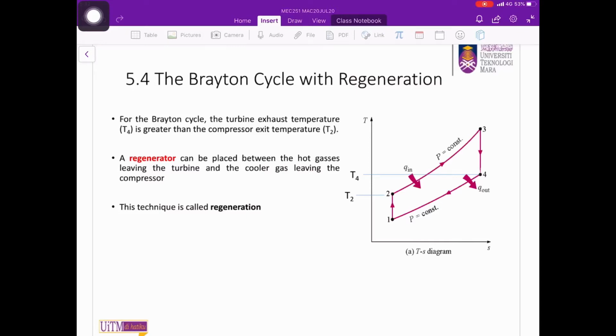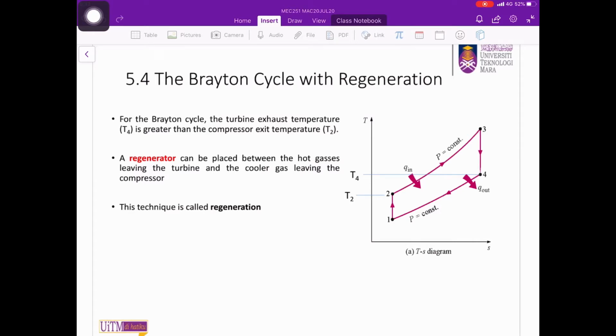For the remaining subchapters, we are going to discuss the performance improvement methods for the Brayton cycle. Subchapter 5.4, the Brayton cycle with regeneration.